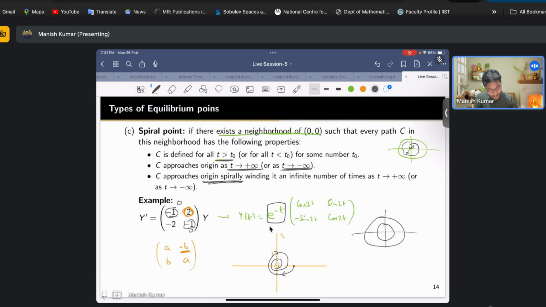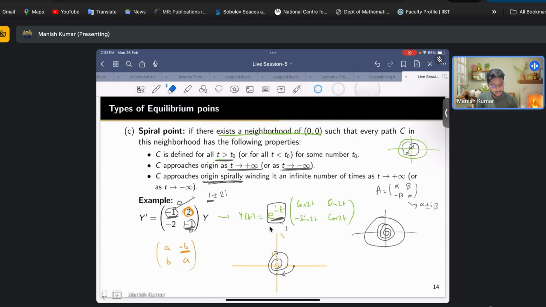If you have a 1 here, this circle is becoming like this because of this exponential, and this exponential is coming because of this diagonal term. If you calculate the eigenvalues, you'll get 1 plus minus 2i. So this 1 is nothing but the real part of the eigenvalue, right? To remember this: if A is alpha beta minus beta alpha, then the eigenvalues of this matrix are alpha plus minus i beta.